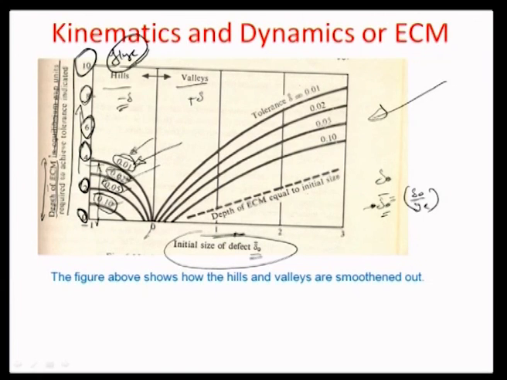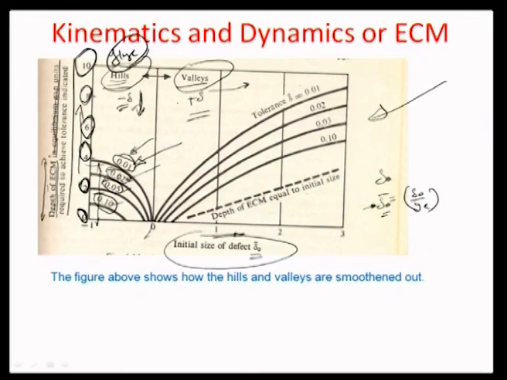Okay. So, the plot is different if you go towards the plus delta side, that is the valley side, and it is different for the minus delta side, the hill side, for obvious reasons: the hills get depreciated much faster than the valleys, because the gap of the hills is lower with respect to the tool, and the electric field intensity and the current density is much higher, as has been explained before.